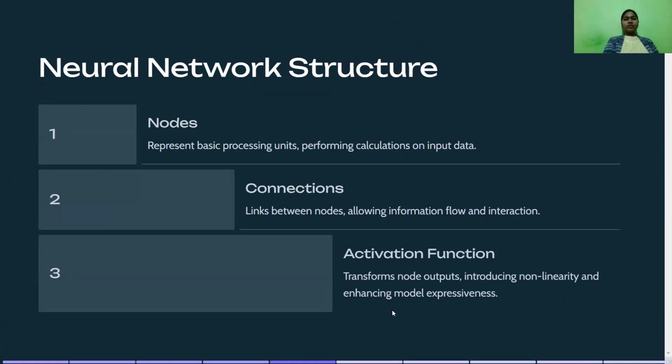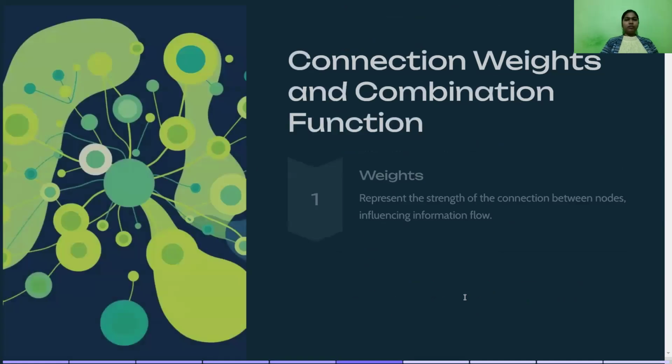Neural network structure. First, nodes represent basic processing units performing calculations on input. Connections link between nodes, allowing information flow and interaction. Activation function transforms node outputs, introducing non-linearity and enhancing model expressiveness.